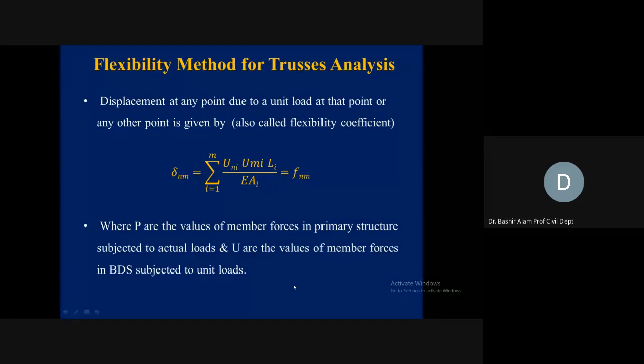Sir, why do we use A in place of I? I don't understand the reason. Why do we use EA? We use EA because the axial normal force will be generated, so the axial force is predominant. I is related to the bending moment, and A is related to the axial force. So when you have axial forces predominant, you will be using EA, not EI.